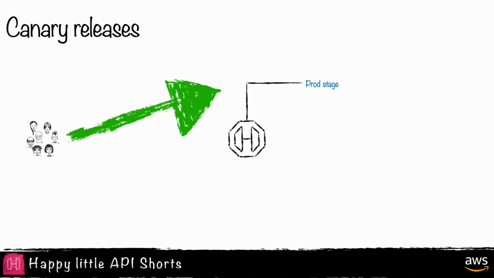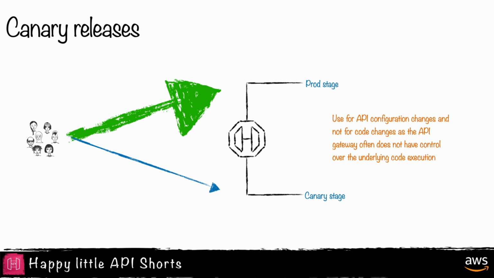In this tutorial, I guide you through setting up a Canary release with Amazon API Gateway, an essential technique for minimizing risk and ensuring a smooth deployment of API configuration updates. It's important to note that API Gateway Canary releases should be used only for API configuration changes and not for code changes, as the API Gateway often does not have control over the underlying code execution.